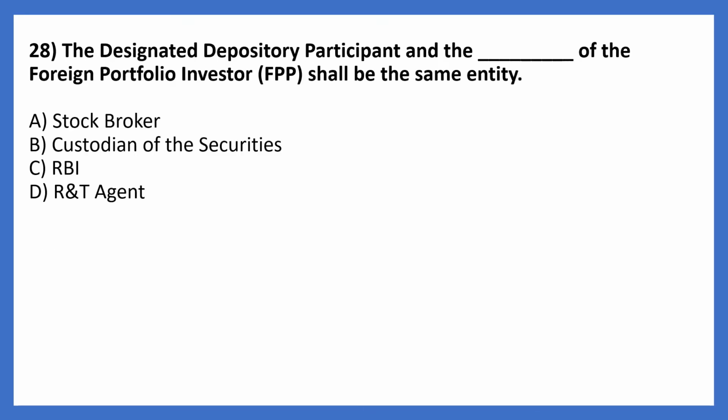The designated depository participant and the foreign portfolio investor shall be the same entity. Option A, stockbroker. Option B, custodian of the securities. Option C, RBI. And option D, R&T agent. The correct answer is option B, custodian of the securities.